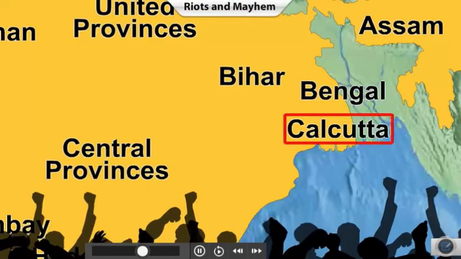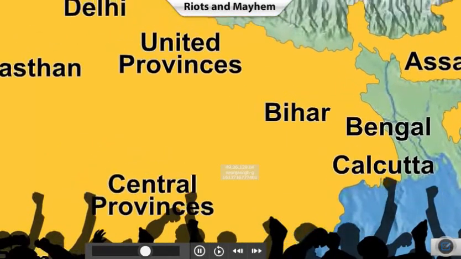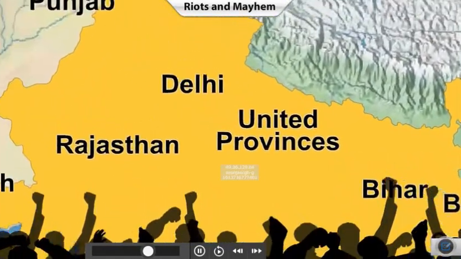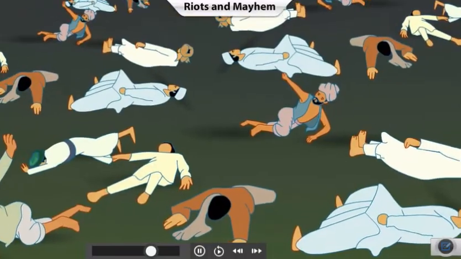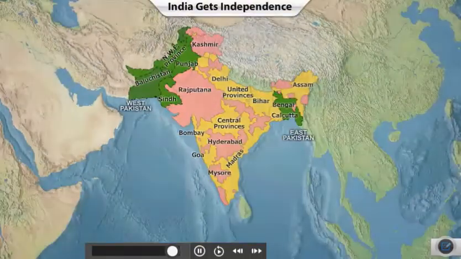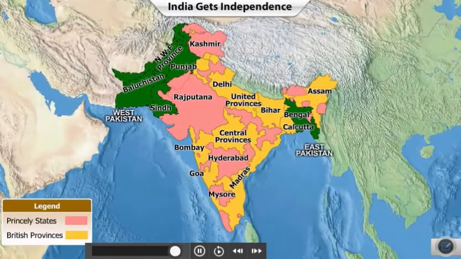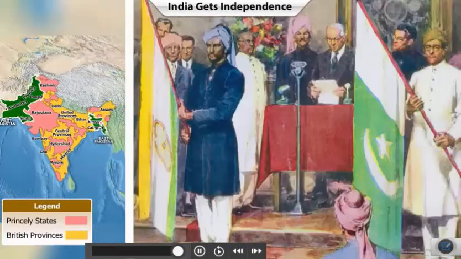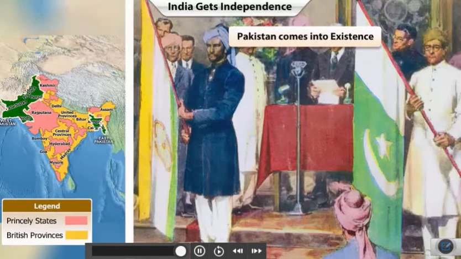Riots broke out in Calcutta, which went on for days and left thousands dead. By March 1947, the violence spread across northern India and took a brutal turn. They left 100,000 people dead. Women faced atrocities and millions of people were forced to leave their homes and became refugees in other countries. Amidst the grief, India got its independence and a new nation, Pakistan, was born.